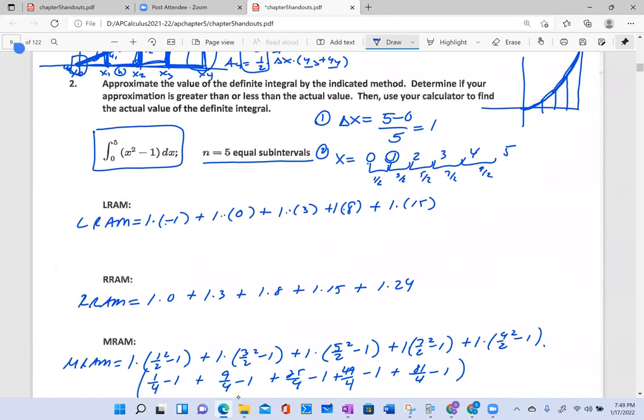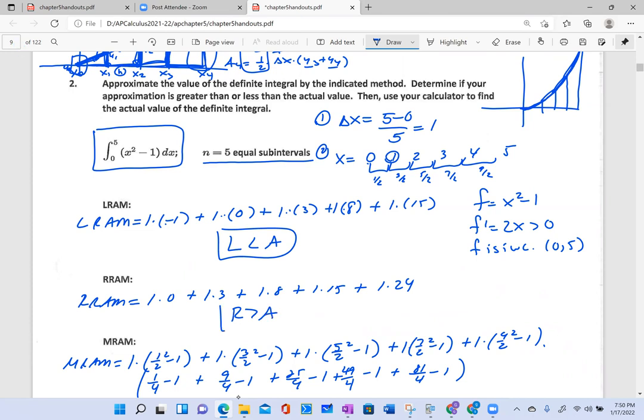Now, how do we know that? Well, the function itself is x squared minus 1. Its derivative is 2x, which is greater than 0, which means f is increasing on those x's from 0 to 5. So if it's increasing on that interval, then a left Riemann sum is less than the actual and the right is greater because those are your two extremes.